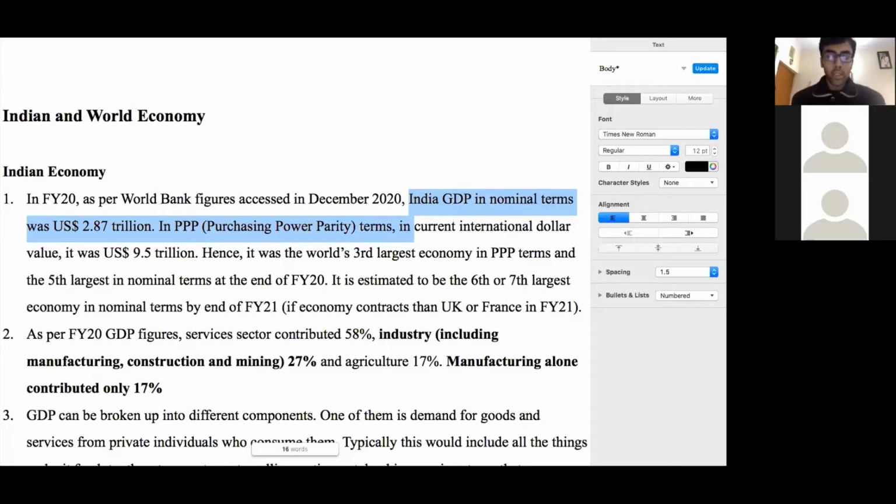So that is also the reason why any country's governments or their own organizations, as well as all international organizations like the World Bank, the IMF, the Asian Development Bank, the World Trade Organization, even the United Nations, and all these different global organizations also measure almost every aspect of world society or world economy, or any kind of financial or economic statistic in terms of units of US dollars. So India's GDP nominal terms was US dollar 2.87 trillion.